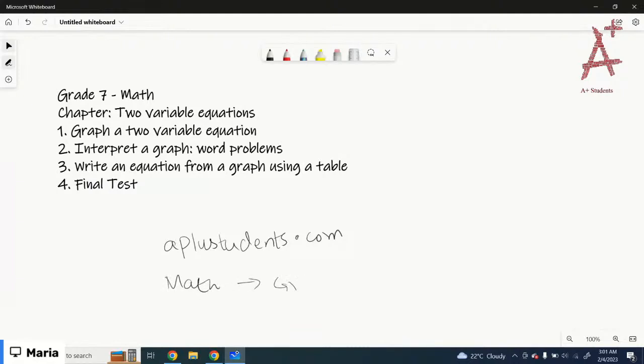Scroll down to grade 7 and then click on view all lessons. There you can find a list of the chapters. We're going to start with chapter 2, two variable equations. The lessons we're going to cover today are graph a two variable equation, interpret a graph word problems, write an equation from a graph using a table, and then we'll do the final test of the chapter.